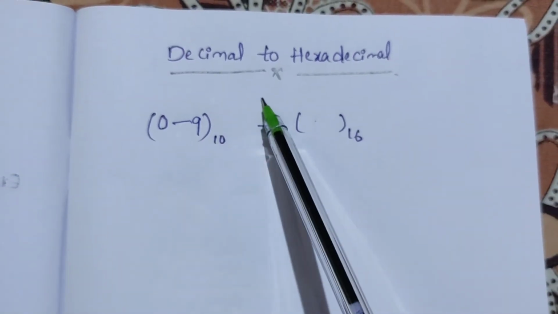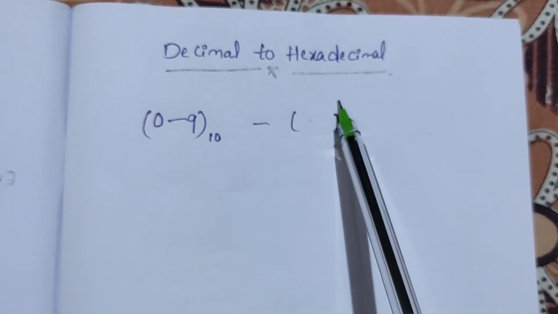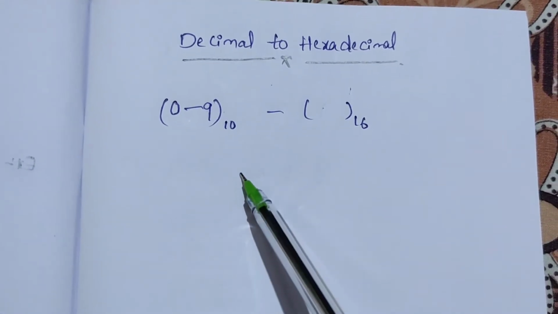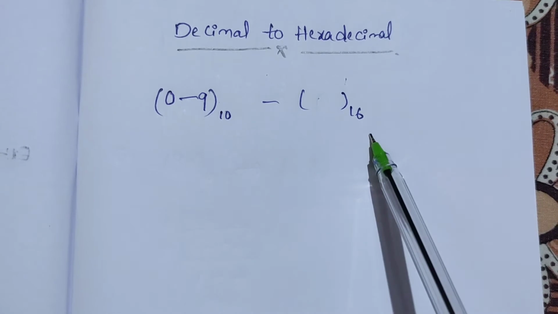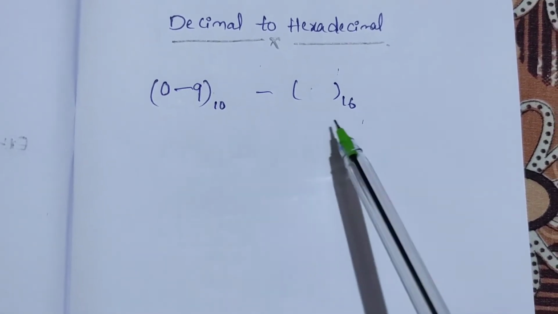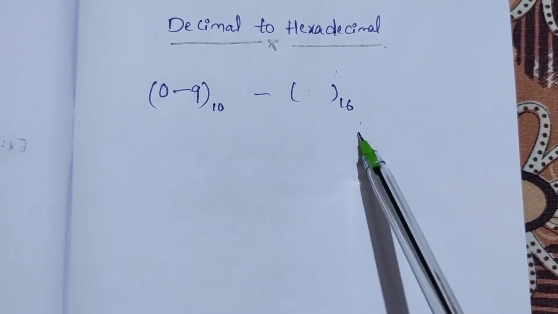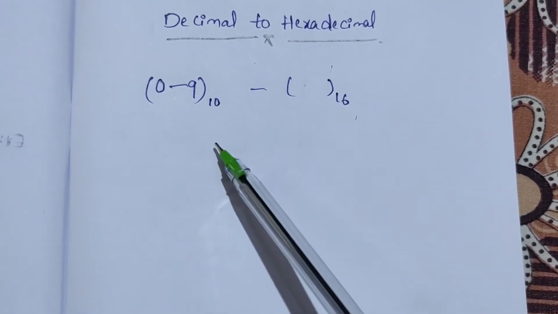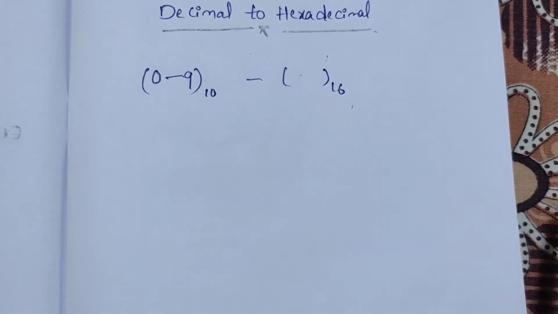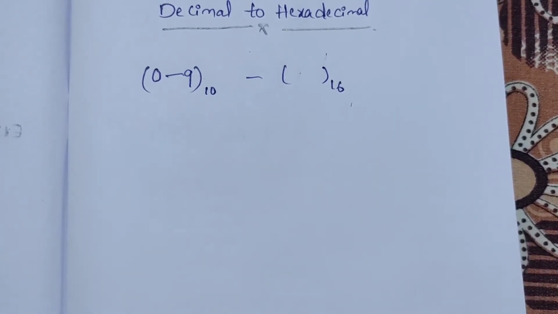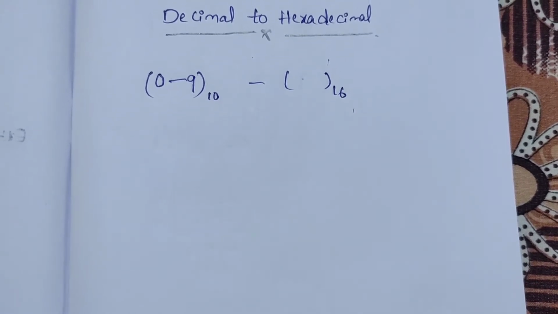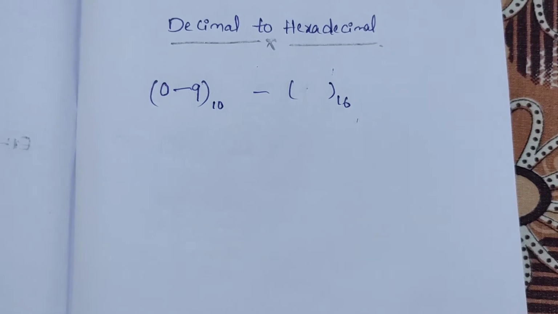Decimal to hexadecimal. How a decimal is converted to hexadecimal, we will see now. So hexadecimal base is 16 and base of decimal is 10. The method you have followed in decimal to binary and decimal to octal conversion, the same method you need to follow in decimal to hexadecimal conversion. That is, you need to divide the decimal number with 16.